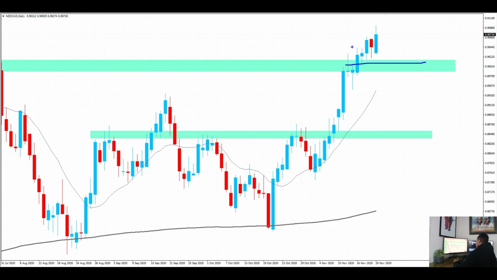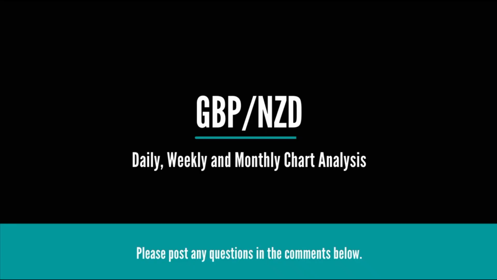This is acting as support, like I said, continue higher. If that's the case, I won't be looking to enter in any trades. But if you do get some strong bearish candles come into the market, we'll be looking to take advantage of some shorts and anticipating a false breakout for NZD CAD for next week. Next up, we've got GBP NZD.